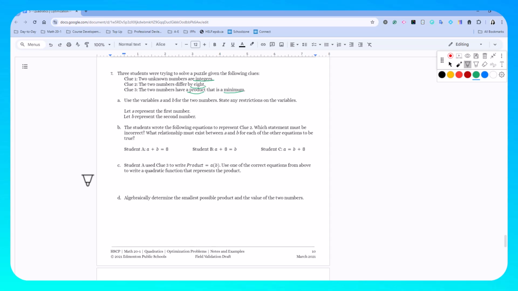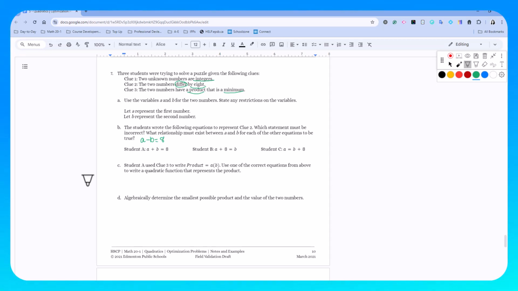State any restrictions. Well, they already said that they must be integer values. So really, that's all the restrictions there must be. Now, part B says the students wrote the following equations to represent clue 2. For the clue, the two numbers must differ by 8. But what does differ mean? Differ means that we're subtracting. So if we say A minus B, that must equal 8.